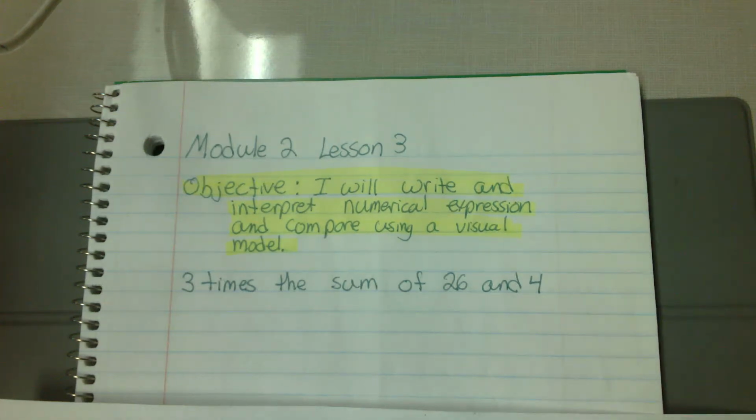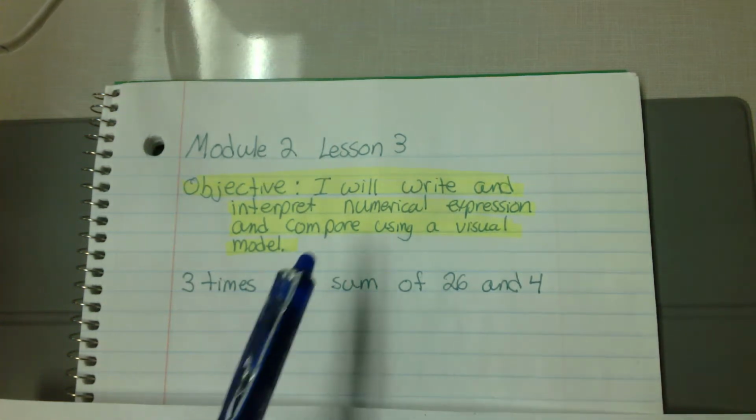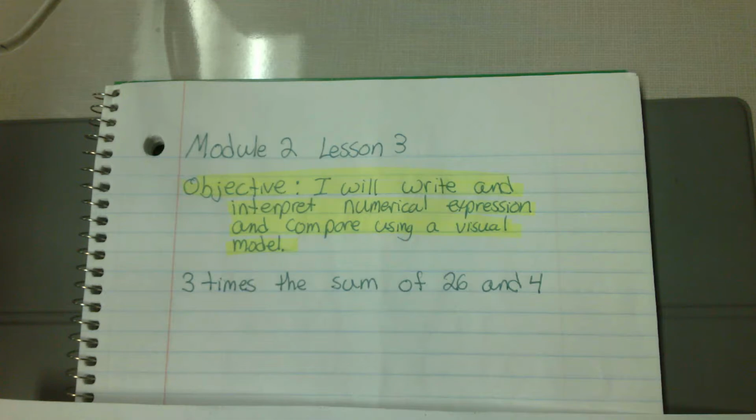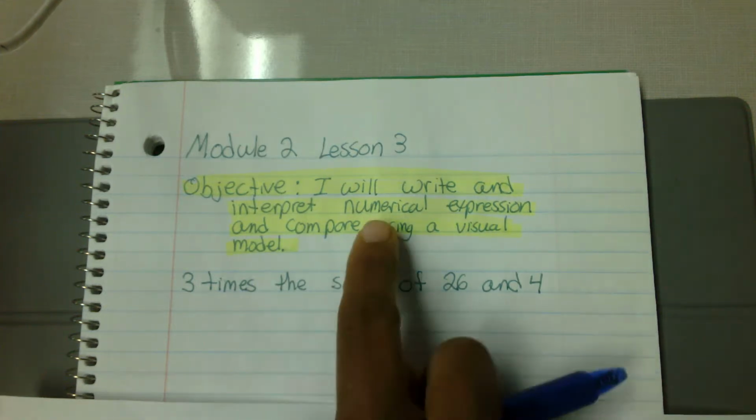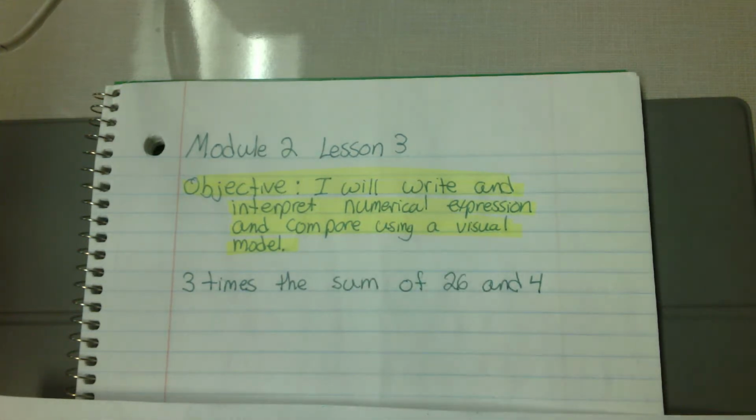Okay, so today in our lesson 3, we are going to be working on writing and interpreting, meaning figuring out, analyzing a numerical expression. So that's just like 5 plus 3 times something. So it's numbers in an expression, and we're going to compare it using a visual model. So we're going to create a picture to help us figure out what the numerical expression is saying. So first, we're going to start with word form and take it to numerical form, and then we're going to do numerical form and take it to word form.